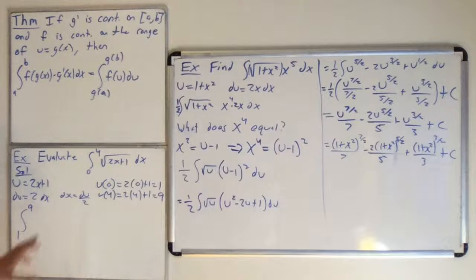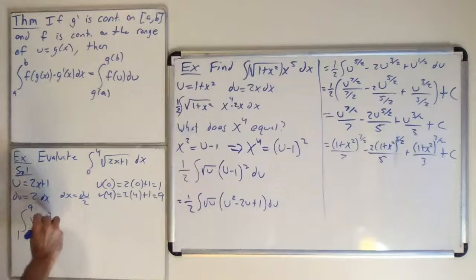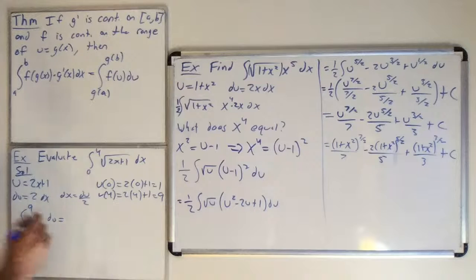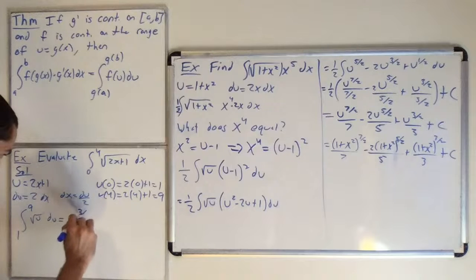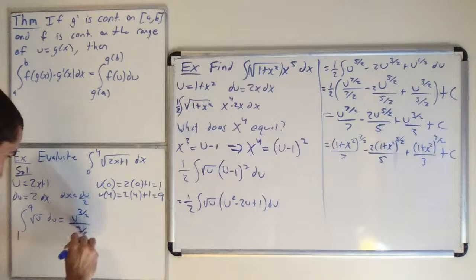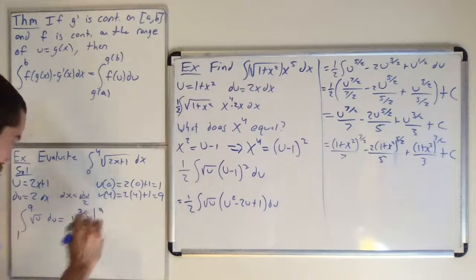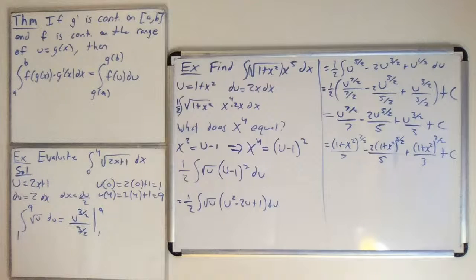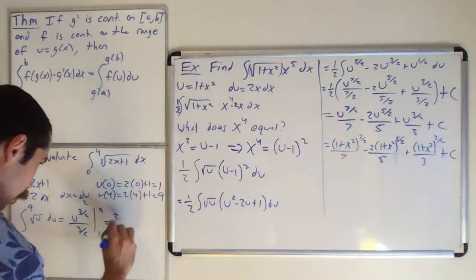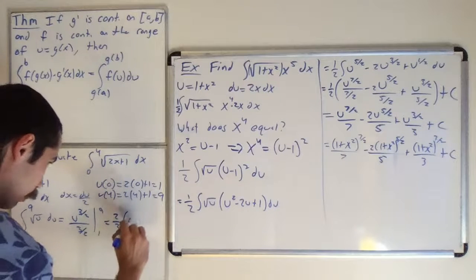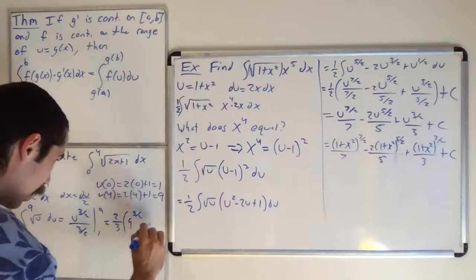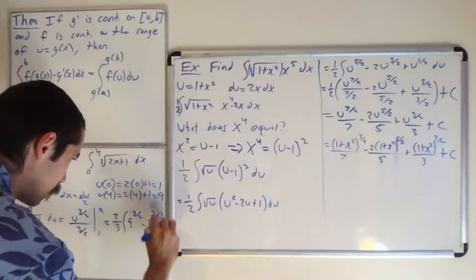So the integral from 1 to 9 of the square root of u du, which is u to the 3 halves over 3 halves, evaluated at 1 and 9. Since we switched our bounds, we don't have to switch back. We keep it in u's. Okay, and so that's 2/3 of 9 to the 3 halves minus 1 to the 3 halves.